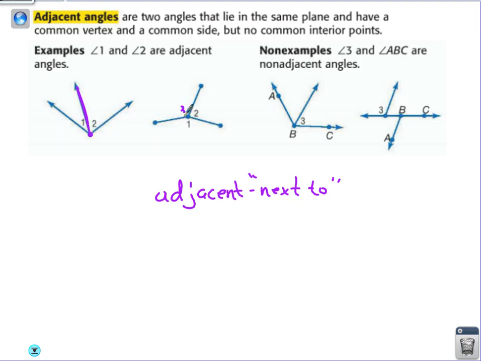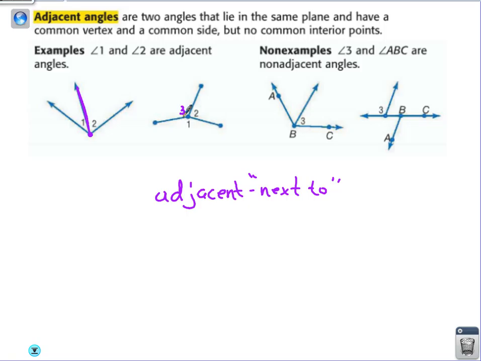Here, angle 1, 2, and I'm going to go even a step further. If that's angle 3, all three of those angles are adjacent. 1 is adjacent to 3, 1 is adjacent to 2. 2 is adjacent to 3, 2 is adjacent to 1. Because 2 and 1 share a common vertex and they share a common side. 2 and 3 share a common vertex and they share a common side.